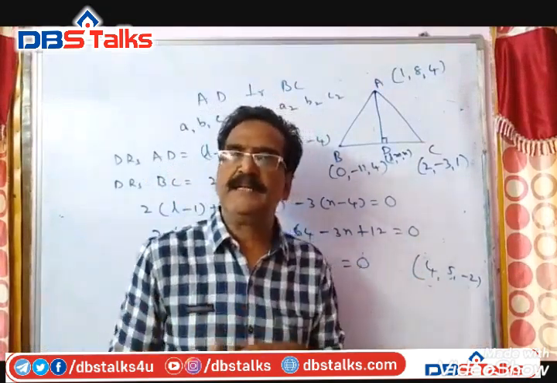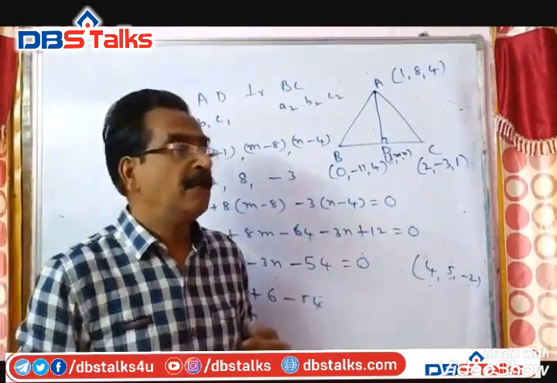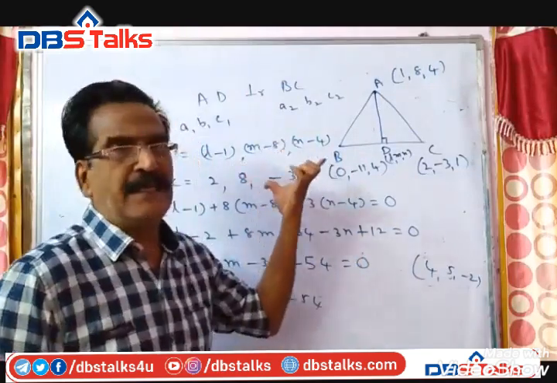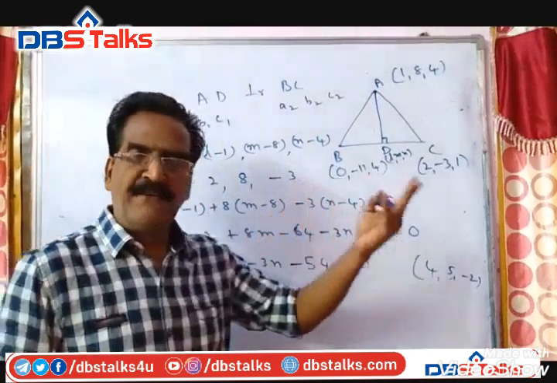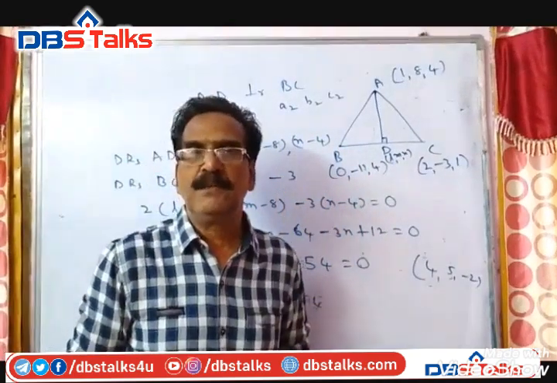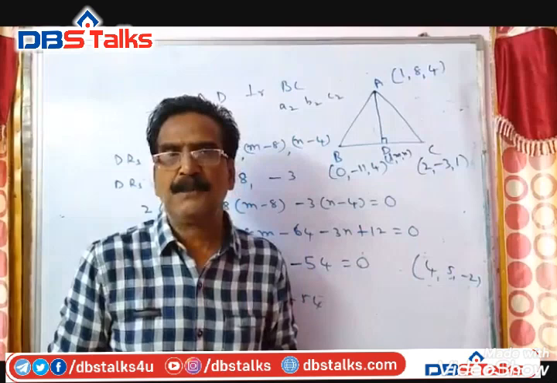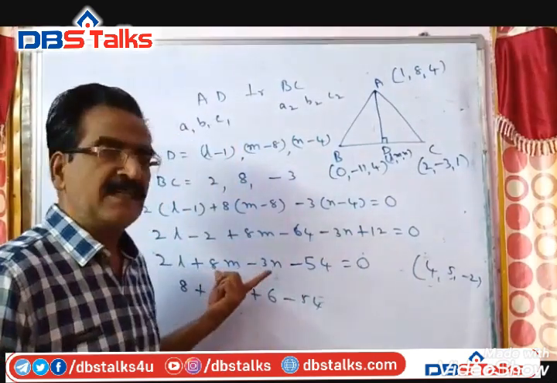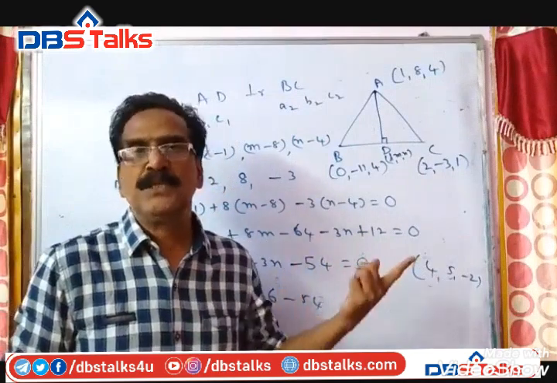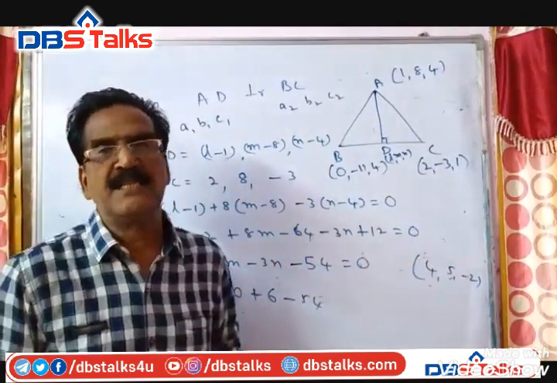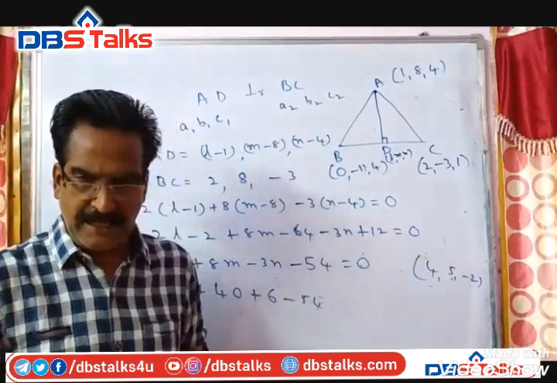So, instead of finding D in another way, better go by options. We know the condition, so simply apply the condition and verify with the options. Which option will satisfy this equation? The 4, 5, minus 2 option will satisfy this equation. Okay, friends. Now, let us see another problem.